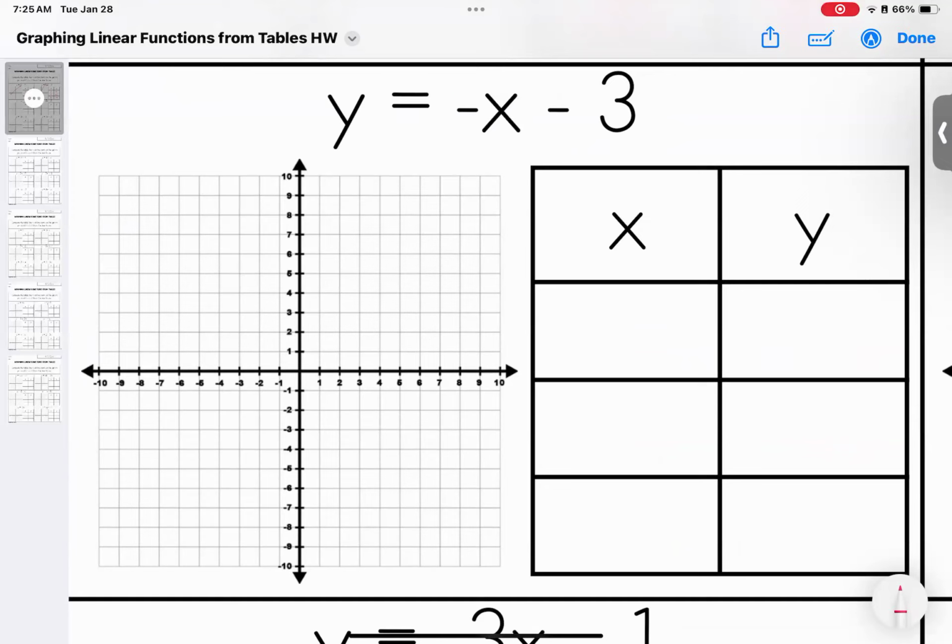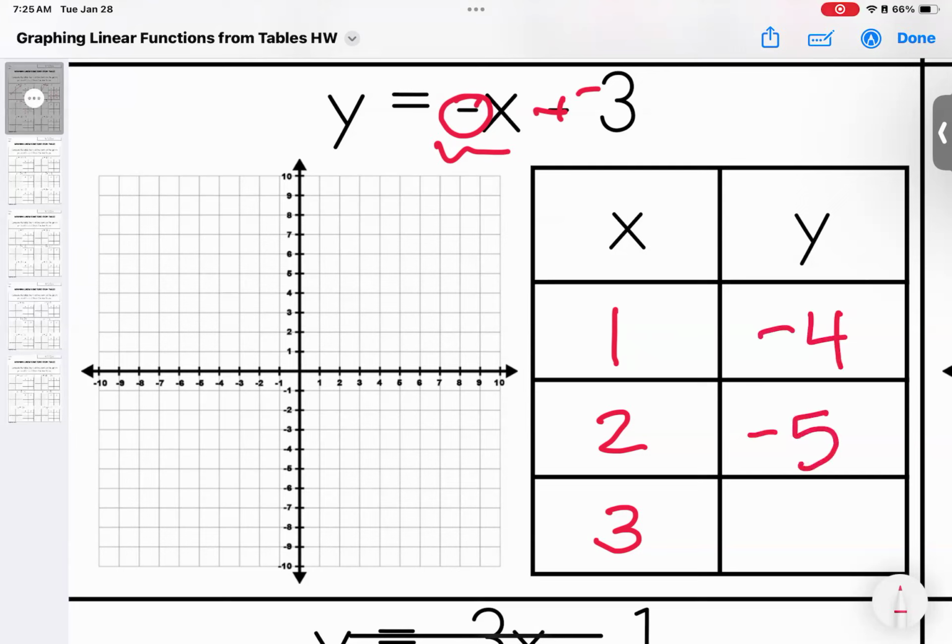Talked about this in class, but when we have a negative x, if I try to substitute a negative number, a negative times a negative is a positive. So go ahead and just put a positive number in. If I did -1, -1 times -1 is +1, I'd have to treat this first term as a positive, okay? Keep change, change. -1 plus -3 is -4. -2 plus -3 is -5. -3 plus -3 is -6. So over 1 down 4, over 2 down 5, over 3 down 6. Draw your line and move on with your day.